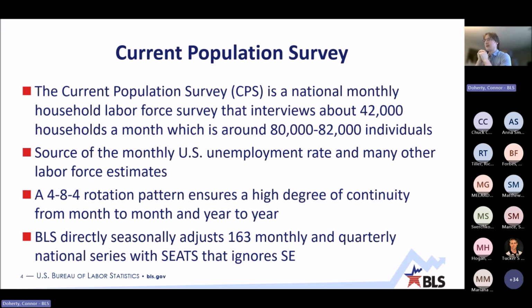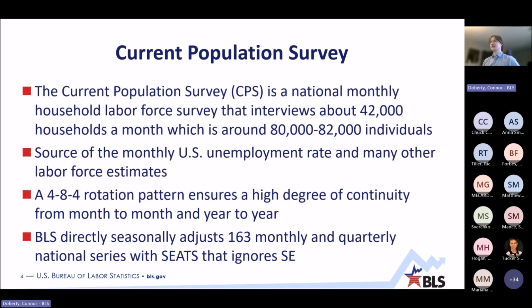Now, a little bit of information about the current population survey, which is where the series that we're looking at today come from. So the current population survey, or CPS, is a national monthly household labor force survey. After non-response, we've got about 42,000 households, and that turns out to be about 80 to 82,000 individuals. Like I said, we had a lot of series from this, many labor force estimates, including the monthly unemployment rate.